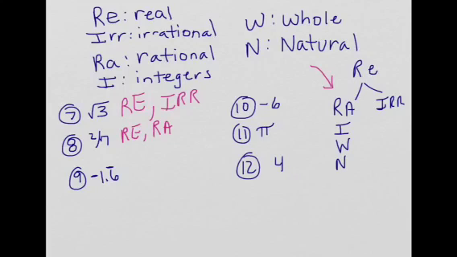-1.6 repeating. Is it real? Yes, it's real. Because it's a decimal that repeats, it is rational. Now it's not an integer because it's a decimal, so I don't have to check whole and I don't have to check natural once I get a no on integer.